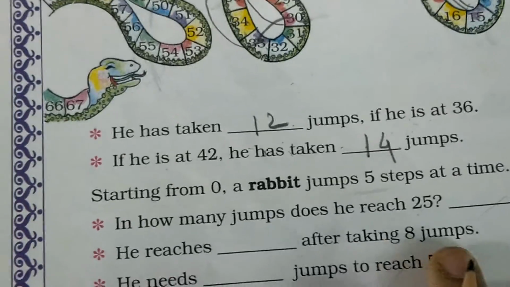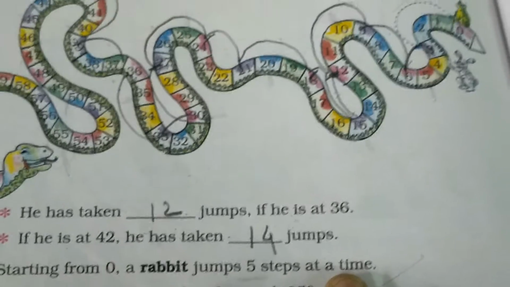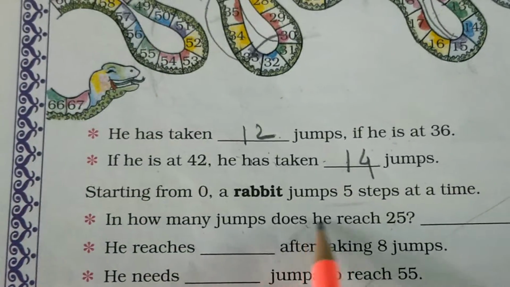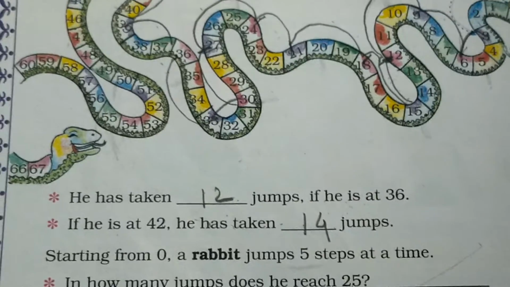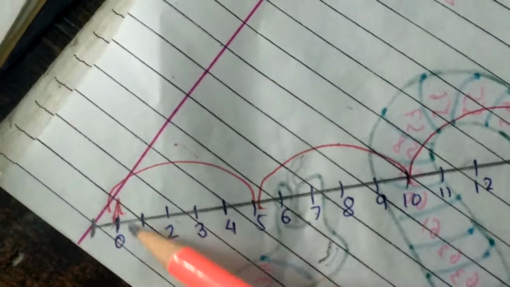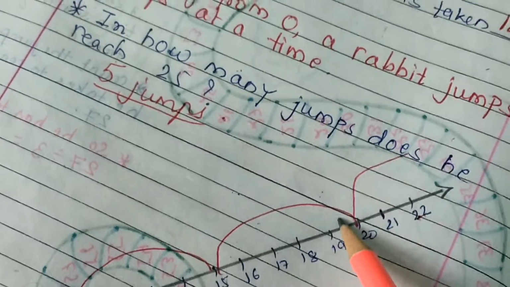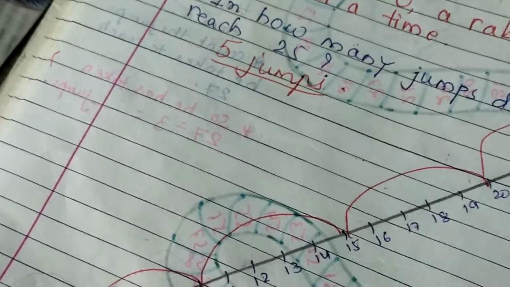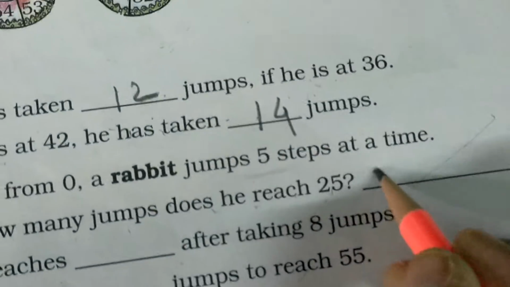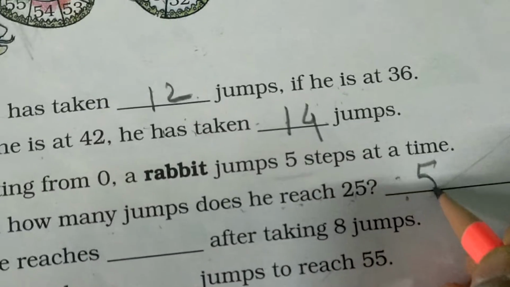Now what is written? Start from 0. A rabbit jumps 5 steps at a time. So we have to see in how many jumps he reaches 25. Let's see that one. So see here, I have taken 5 jumps. 1, 2, 3, 4 and 5. To reach 5 he has to jump 5 jumps. So how many jumps does he need to reach 25? So 5 jumps he has to take.